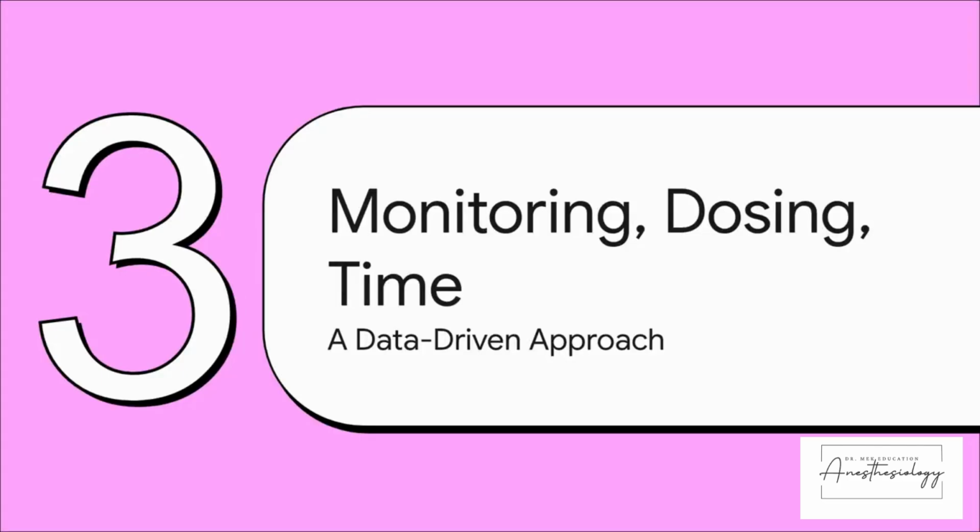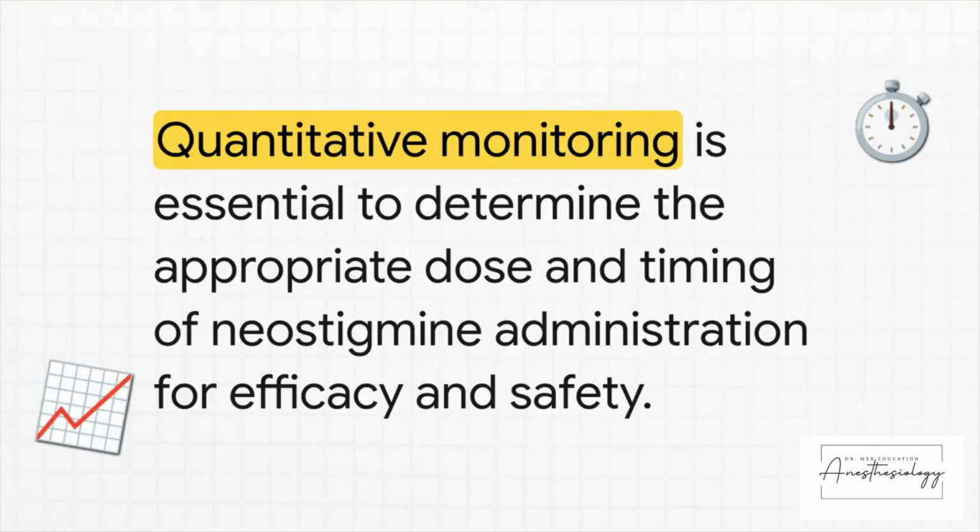Now for Section 3, monitoring, dosing, and timing. I want to be really clear here. This has to be a data-driven approach. Reversal isn't just something we do routinely, it's a precise intervention. And that brings us to this point, which I can't stress enough. Neuromuscular monitoring isn't optional, it's essential. Using a peripheral nerve stimulator, and ideally quantitative monitoring, is the only way to accurately determine the right dose and the right time to give neostigmine. It's fundamental to patient safety.